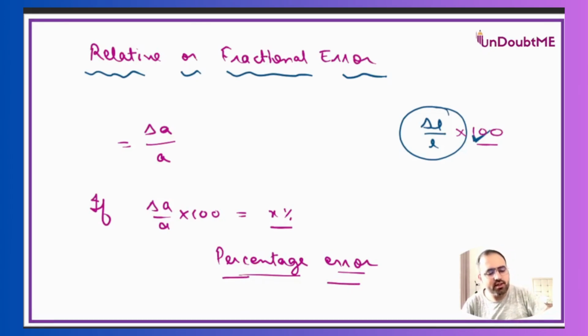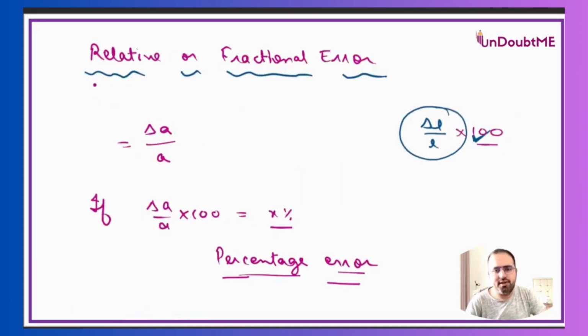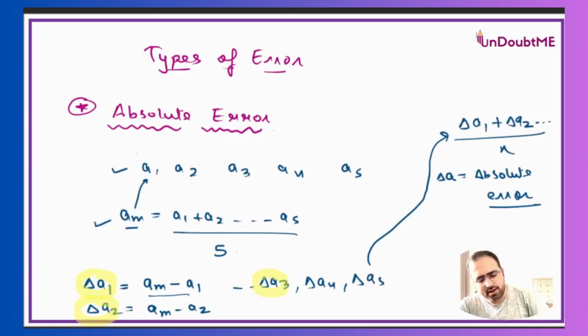So these are the two basic types of errors. One is the absolute error, the other one is relative or fractional error. How we have to use them in questions, you will understand gradually when you solve more and more questions. But the basic is this: when we say relative error, it will be delta A by A. And when we say absolute error, first we find the mean, then we find the deviation, and then the mean of those deviations. That's why it is sometimes referred to as mean absolute error. But more than this name, they call it absolute error only.